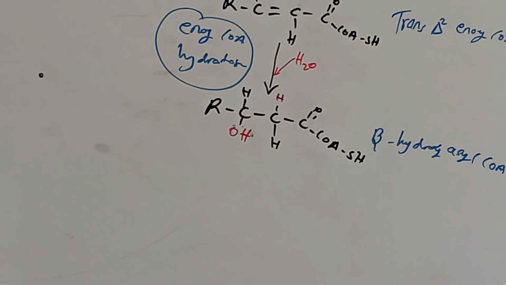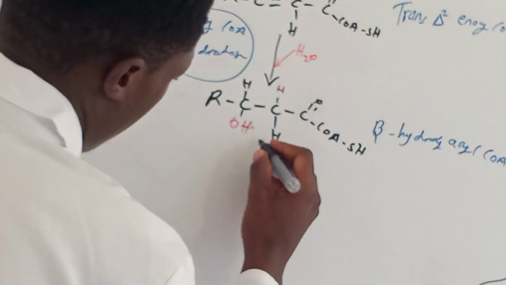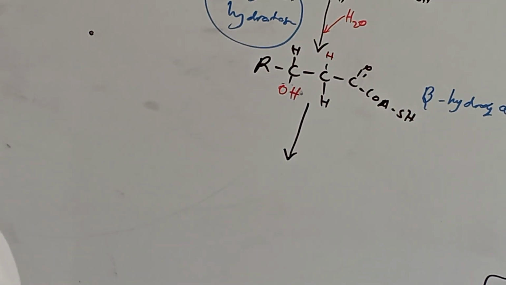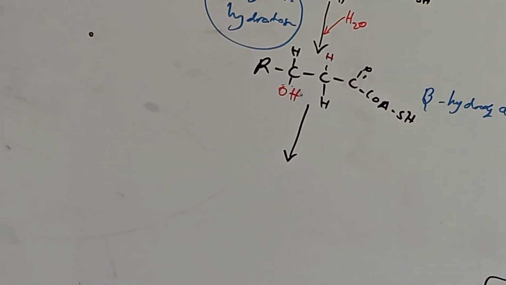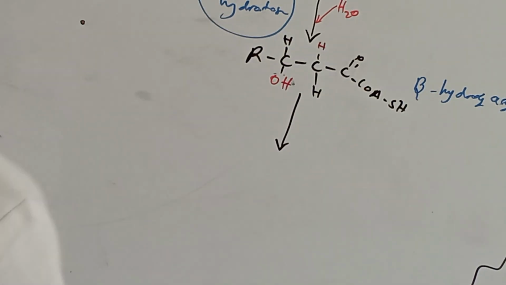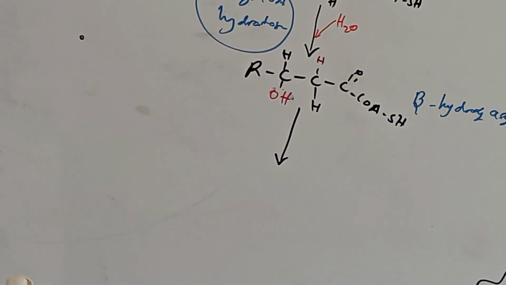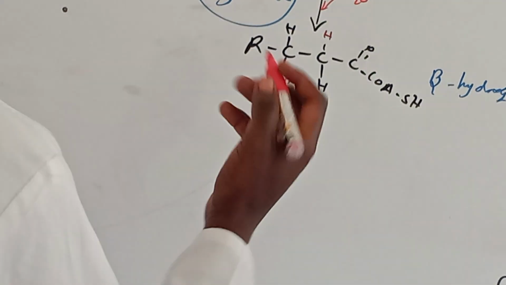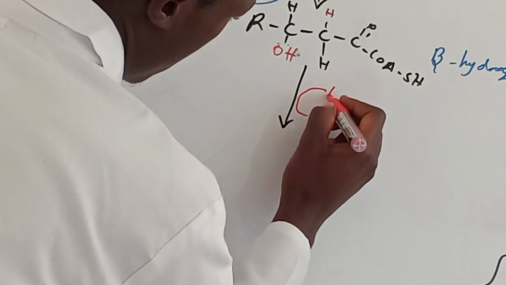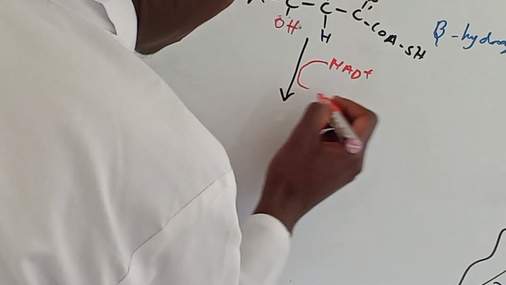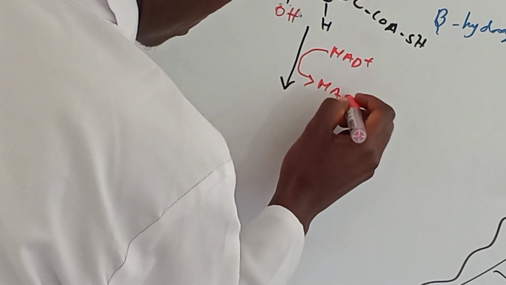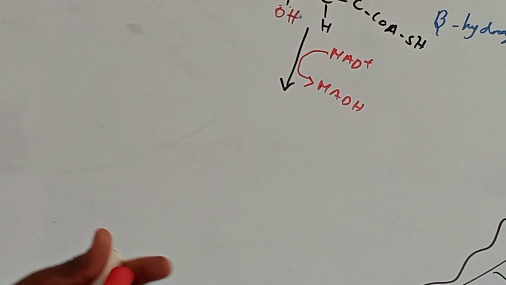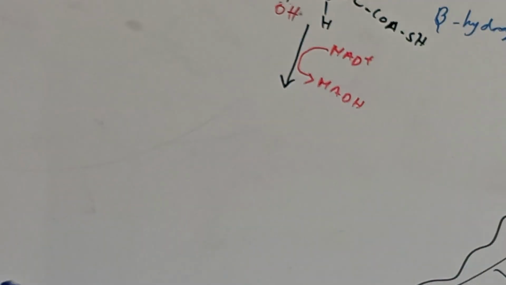Now we are moving on to the next step. So in this step, we are going to do what? We're going to remove the hydrides again. So this is another step where we're going to involve the reducing components. So what's going to happen? We're going to have NAD plus converted to NADH. That is nicotinamide adenine dinucleotide is going to be reduced into NADH.